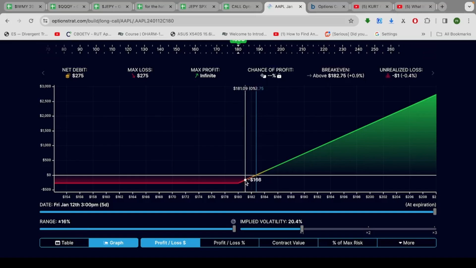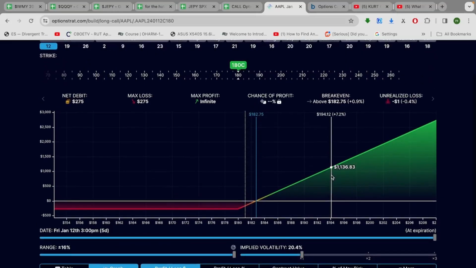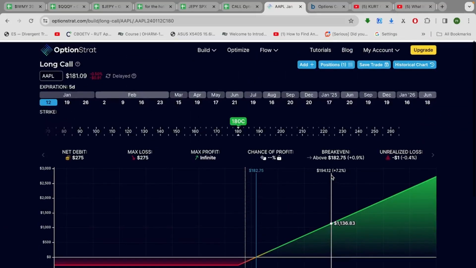But in this case, if Apple goes nowhere, and I know that usually doesn't happen, but just for the sake of argument, if Apple doesn't go anywhere, you lose $160 in this example. So that's another way to look at it.